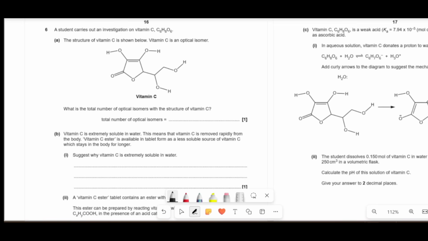There you go. So now it says, a student carries out an investigation on vitamin C. Here, the structure of vitamin C is shown, and it's an optical isomer. What is the total number of optical isomers that you can have with this vitamin C? So we need to look at how many chiral carbons we have. No chiral carbon here, so you're out. No chiral carbon here, nope. Yes, so we've got one there.